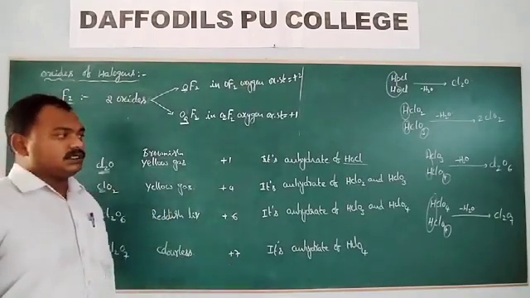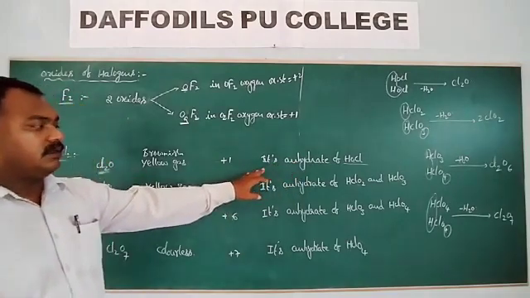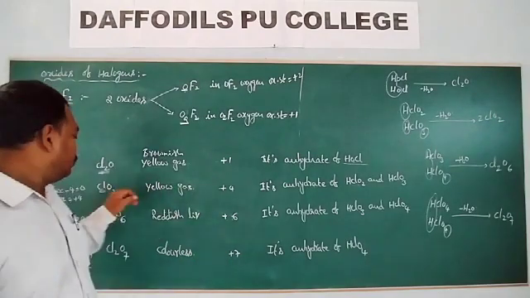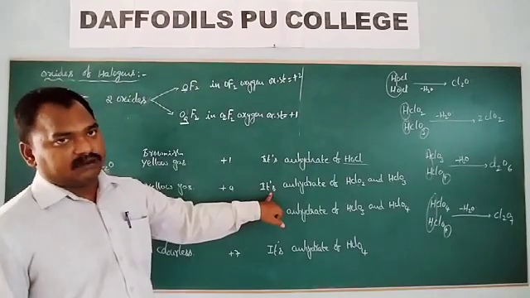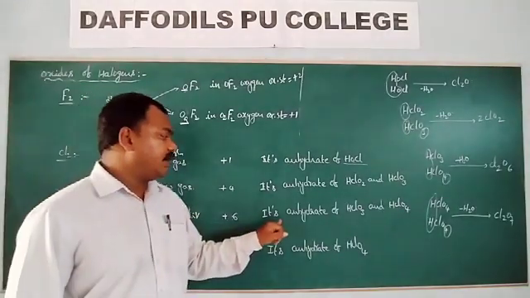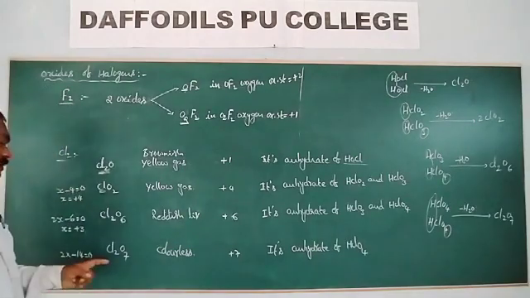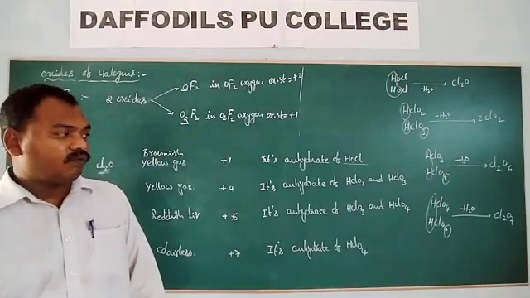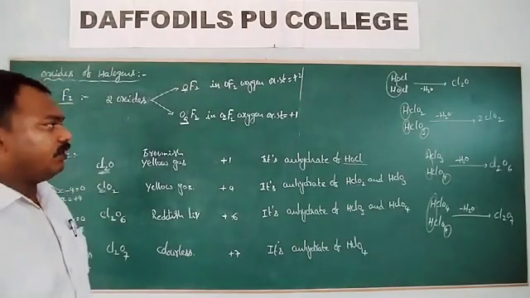And their oxidation states. How can these things be prepared? Cl2O by dehydrating the hypochlorous acid. Cl2O2 is prepared by dehydrating HClO3 and HClO2. Cl2O6 is prepared by dehydrating HClO3 and HClO4. Cl2O7 is prepared by dehydrating HClO4. So these are about the oxides of chlorine.